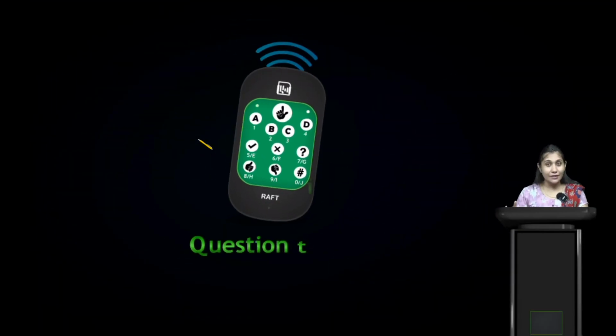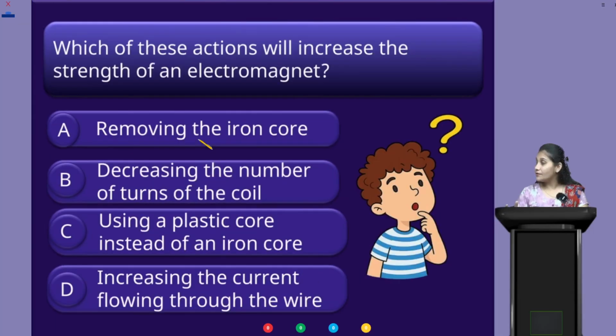So children, now it's your second question. Let's see what question we have. Which of these actions will increase the strength of an electromagnet? Option A, removing the iron core. Option B, decreasing the number of turns of the coil. Option C, using a plastic core instead of an iron core. And option D, increasing the current flowing through the wire.